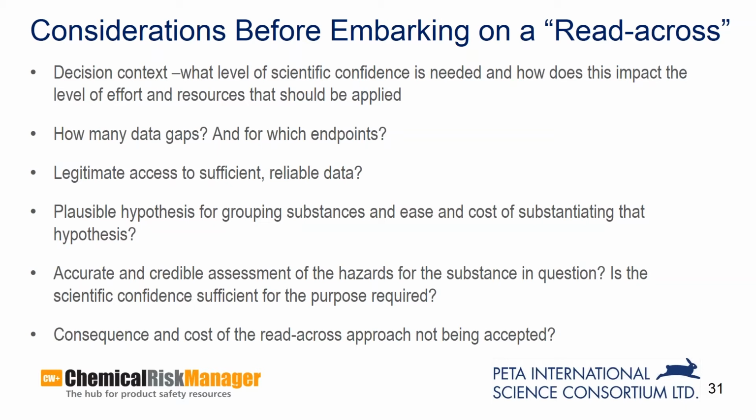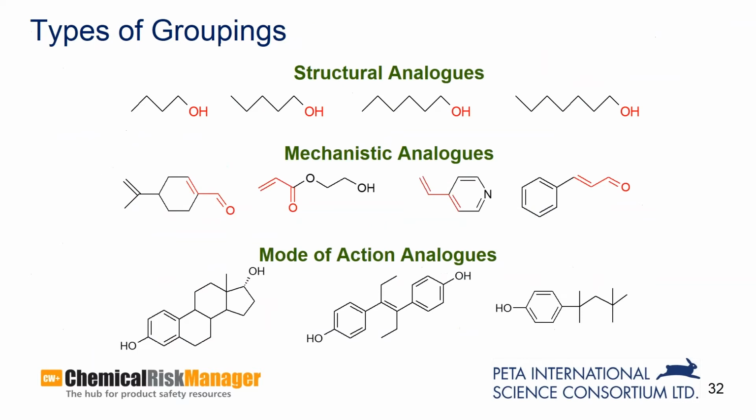Further issues include, is it credible to do the read across assessment for the hazard for the substance in question? So one needs to post rationalize the read across, and also consider what are the consequences of the read across not being accepted if this is for regulatory use. So that may be that further information is required, which may require potentially in vitro or other types of testing. So with these questions in mind, it's worth just considering the types of grouping that we have. And in the next slide, I've summarized 3 of the main types of grouping.